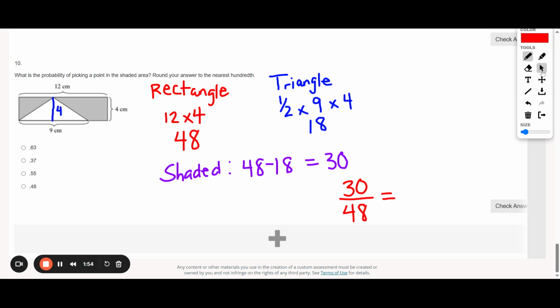And so 30 divided by 48, I'm just going to calculate it over here on the side, and you guys can do that on your calculator as well. It's about 0.625. And remember, it said to round our answer to the nearest hundredth. So 2 numbers behind the decimal. So this is going to round up to our final answer, which is 0.63.